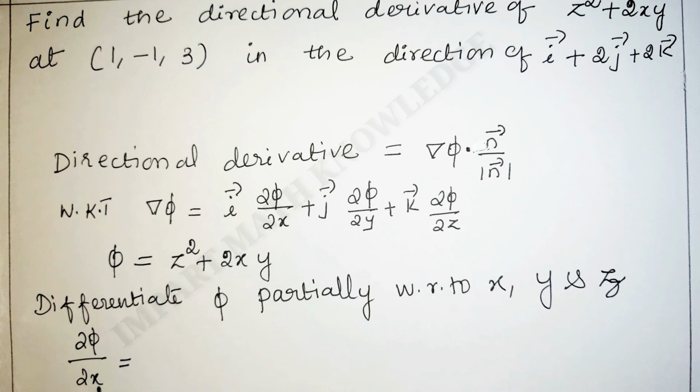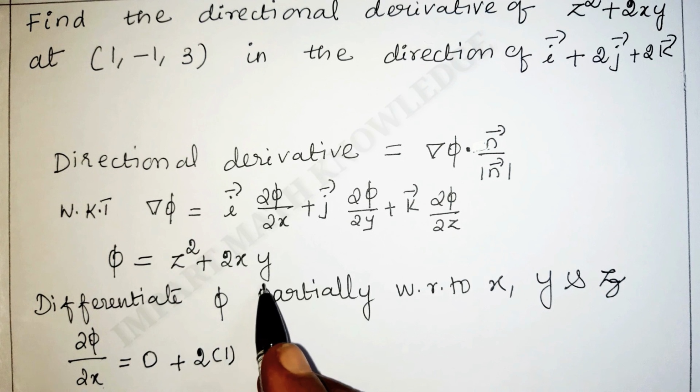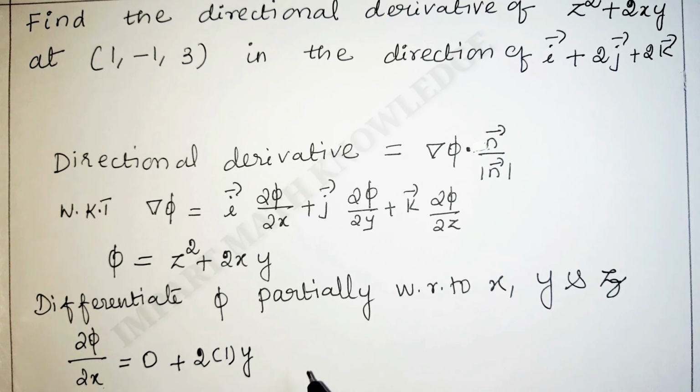Dou phi by dou x. We have to differentiate phi partially with respect to x. First term is z square. Other than x term is a constant term, so put 0. Then 2 into differentiation of x is 1. And you write y as it is. So dou phi by dou x is equal to 2y.